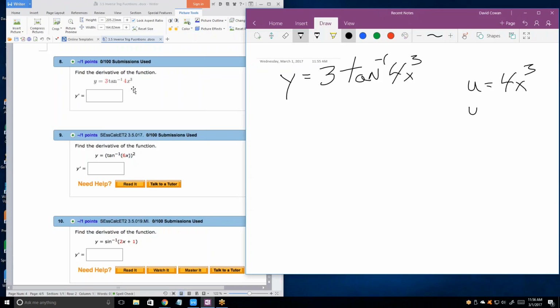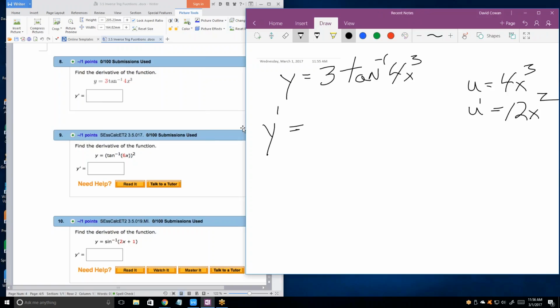What's u prime? Because we know we're going to need it. Whenever it's a composite function and you're using u substitution, you're always going to need to multiply everything by u prime. Yeah, it's 12x squared. And then again, remember what inverse tan is? It's the simple one. It's 1 over 1 plus x squared.